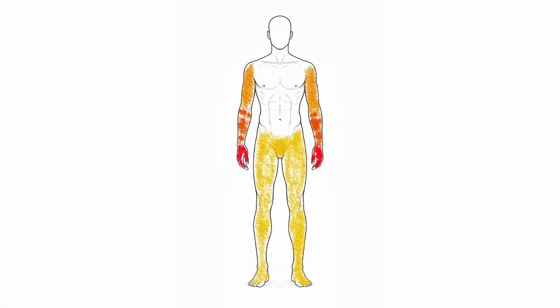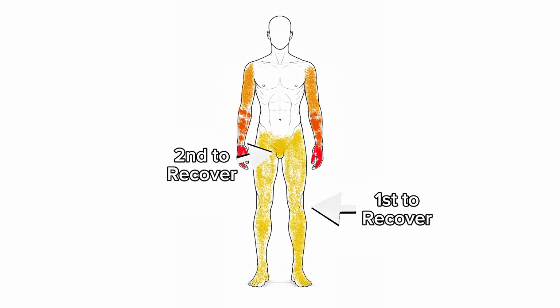The pattern of neurological recovery in central cord syndrome also follows a predictable sequence. Lower extremity function recovers first, followed by bladder control, then proximal upper limb strength, while hand function recovers last.